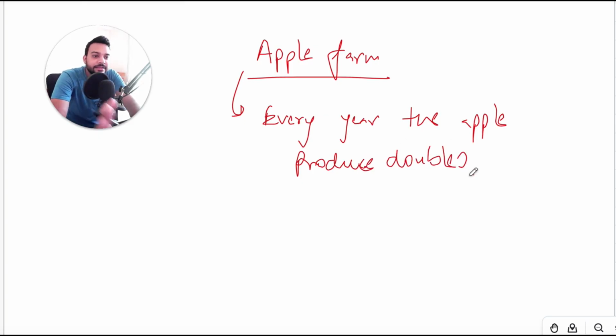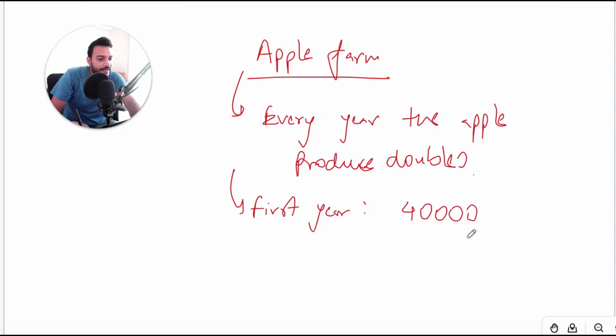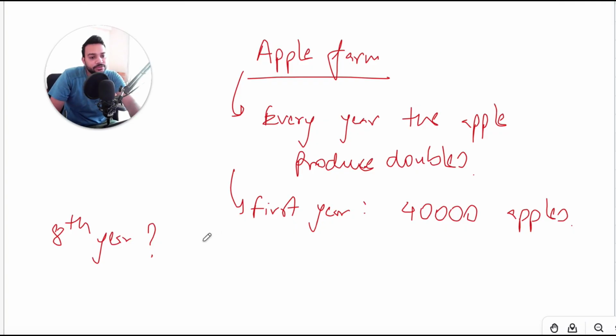Another piece of information they've given you is that in the first year the produce was, let's say, 40,000 apples. This was the produce in the first year. Now they're asking you what would be the produce in, let's say, the 8th year, and what will be the produce X years from now, or X years after the first year.